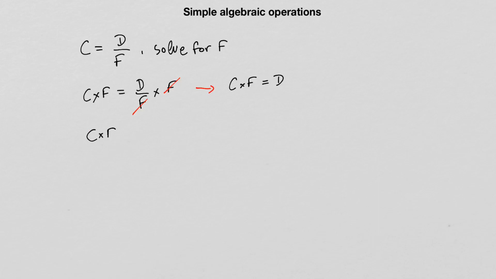So C times F divided by C is equal to D divided by C. Again, C is in the numerator here and denominator here, so cancel them out. And so finally, we have the result. So F is equal to D divided by C.